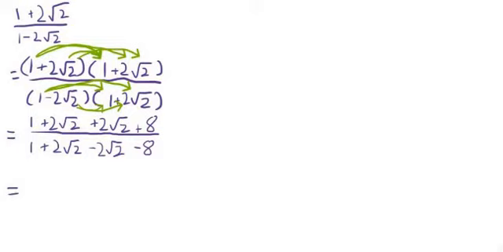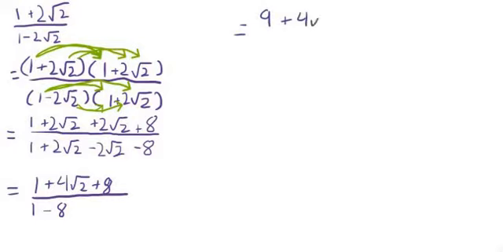So we'll have the numerator 1 plus 4 root 2 plus 8. That could be 9, but we can simplify that a bit more later. Then we have 1 minus 8. So next, you do it, so this is just 1 plus 4 root 2 over minus 7. And that is the final answer for this question.